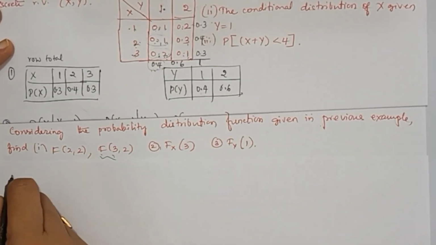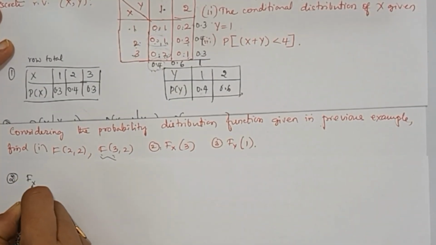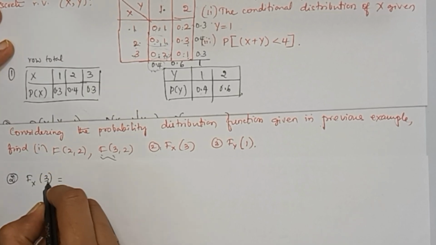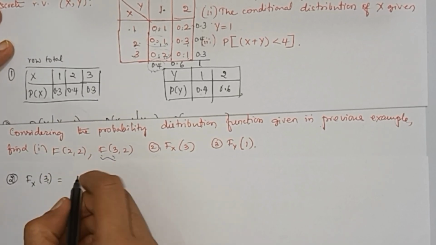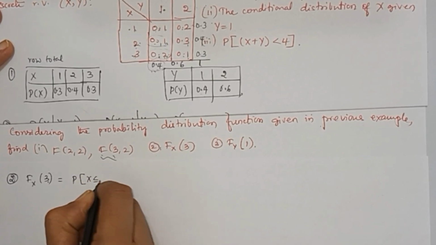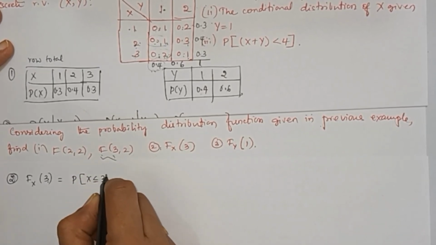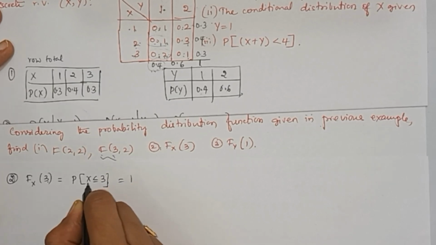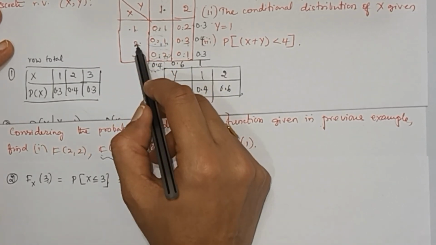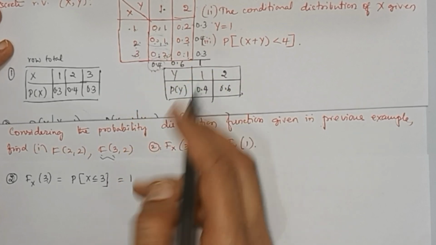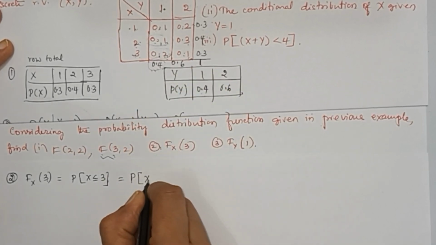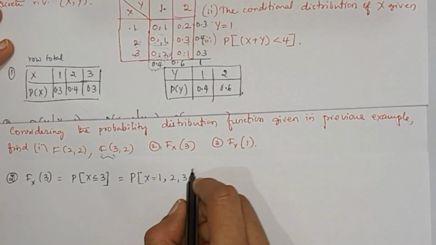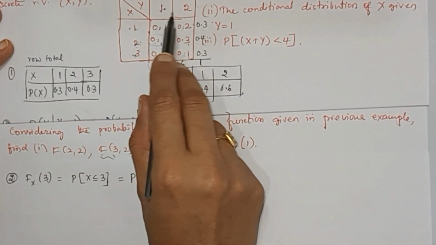Now see the second problem. Here we have to find out F_X of 3, that is the marginal distribution function of X at value 3. So it is P of X less than or equal to 3, which is equal to X varying from 1 to 3, because X values are 1, 2, 3. Less than or equal to 3 means all these values will satisfy. Therefore, X is equal to 1, 2, 3, and Y values you have to take for all possibilities.